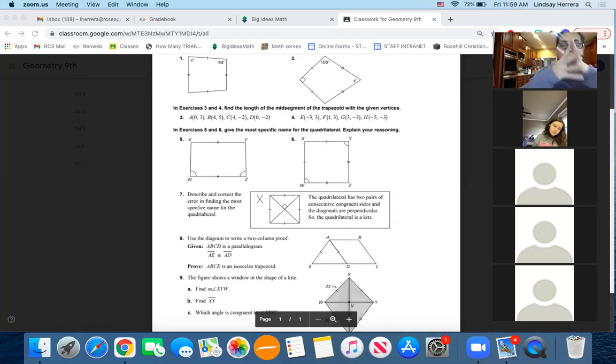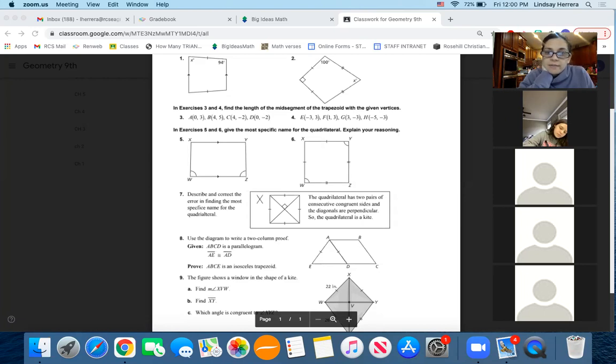Isosceles trapezoid, right? For that, all we need is one set of base angles congruent, or a set of legs congruent, and one pair of opposite sides parallel. All right, let's look at 6.